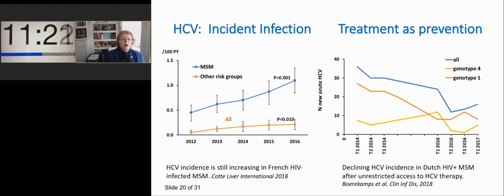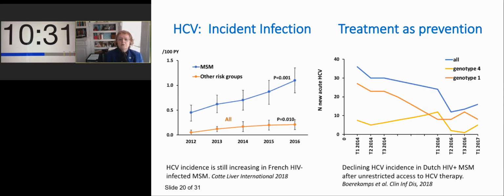This is a couple of important points about incident infection. On the left, this is a French study looking at HIV-infected MSMs, and you can see that the risk of acute HCV occurring, incident infection, has been increasing over the decade, way more in MSM than other risk groups. On the right is a beautiful study of treatment as prevention from the Netherlands, where they introduced unrestricted access to HCV therapy in 2014. And you can see in blue that the incident infections of acute HCV decreased dramatically by allowing treatment for all.